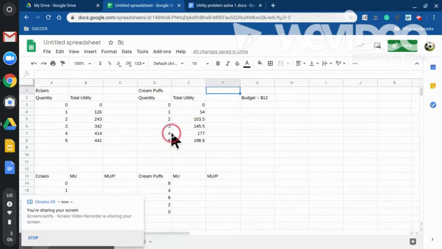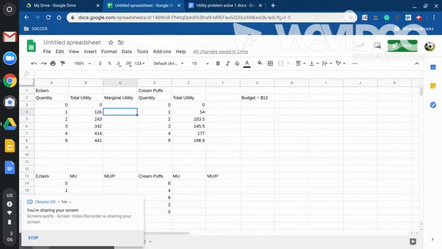So the first thing that I would do is I'm going to calculate the marginal utility from this table, and I'm going to associate that with the higher of the two goods. So the marginal utility going from 0 eclairs to 1 eclair, I'm going to associate with 1 eclair.